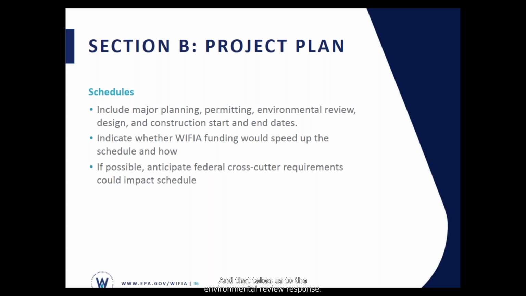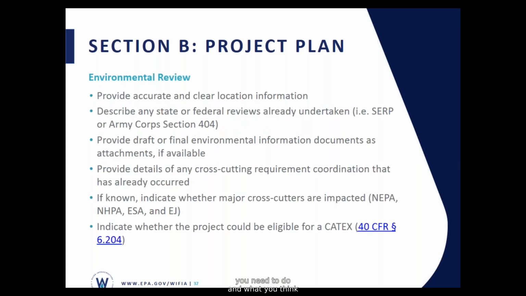And that takes us to the environmental review response. When you're telling us your environmental review plan, we are looking for existing permits and reviews you need to do and what you think your federal cross-cutter compliance plan is. If you think that the project could be eligible for a categorical exclusion under NEPA, please note that. We ultimately make the determination, but your take is useful.